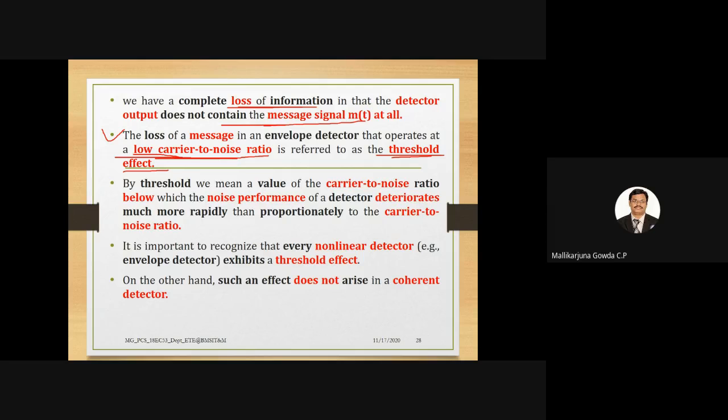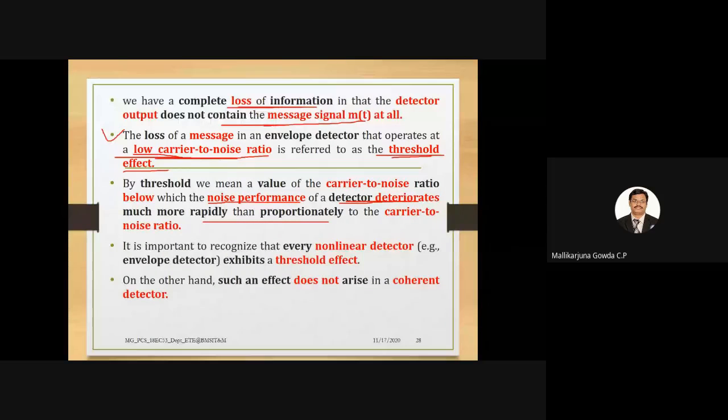Okay. So if we are operating below a threshold value, the threshold means the value of the carrier to noise ratio below which the noise performance of the detector will deteriorate much more rapidly, right, proportional to the carrier to noise ratio. Okay, I stop with just 1 minute. Yeah, that is what I wanted to say about this threshold effect.